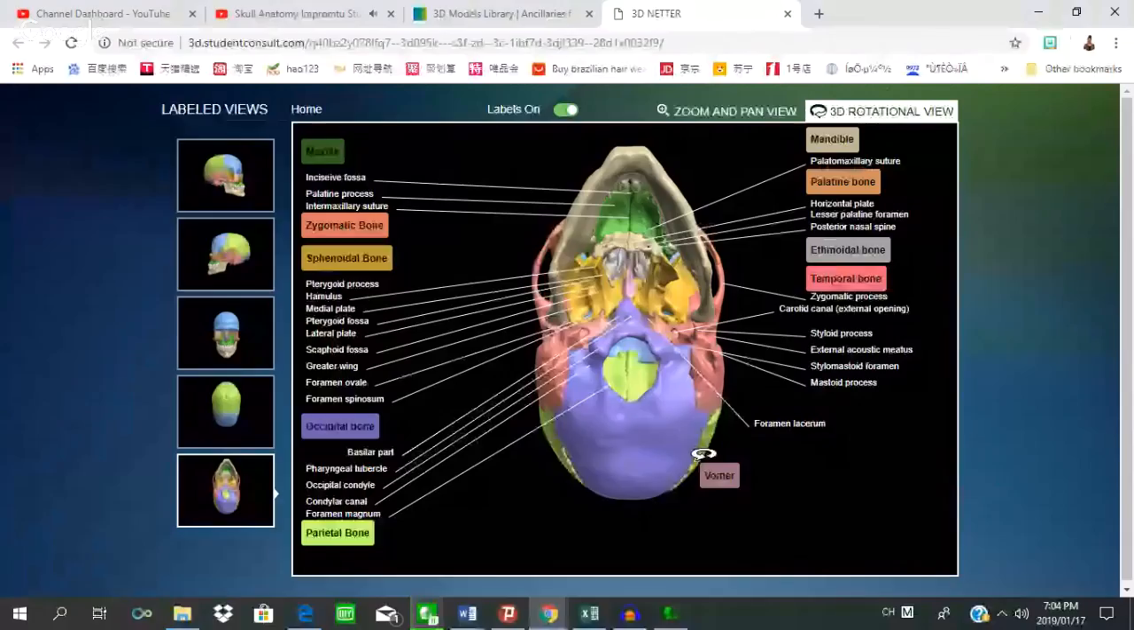Then you have the different parts as well. So the basilar part, pars basilaris. Then you have the pars squamosa, the squamous part. And then you also have the pharyngeal, the occipital condyles, the condylar canal.